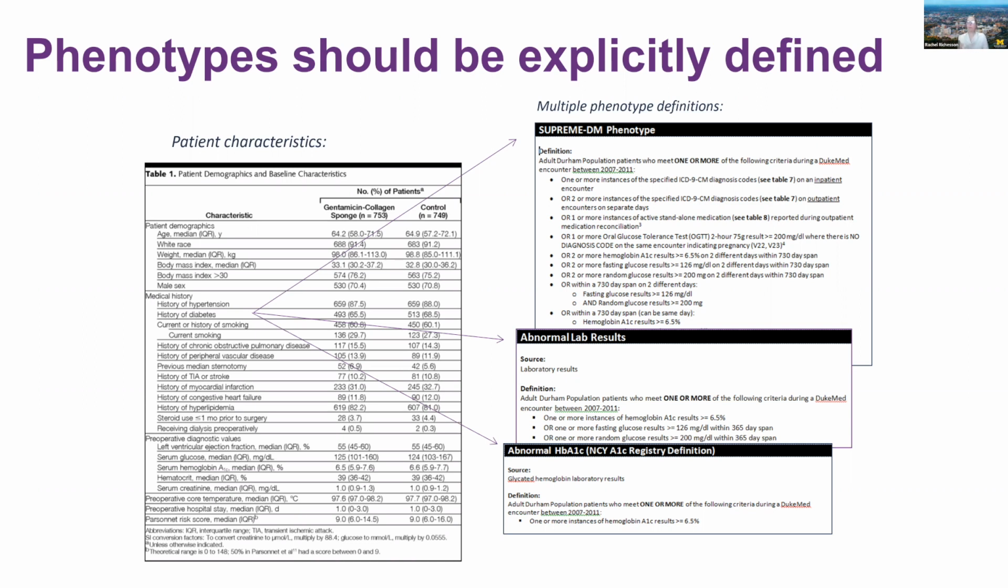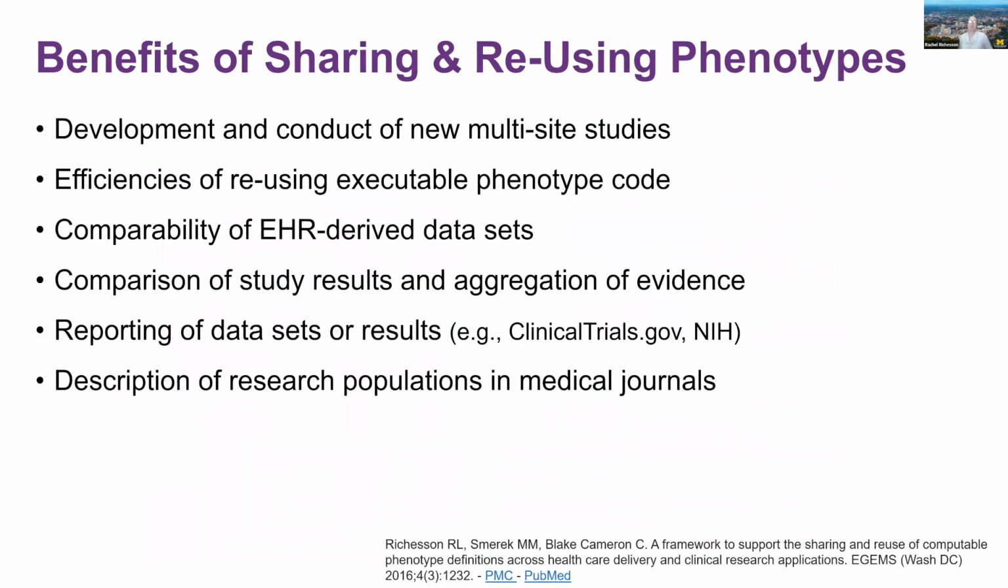And if we could reduce the number of these that are used in research, I think, just sort of intuitively, there'd be some benefits there. Let me just highlight a few of the benefits I see about sharing and reusing phenotypes. They can support the development and conduct of new multi-site studies. There's a lot of efficiencies in being able to share that code. And I'll give you a few examples of where we lack infrastructure to sort of optimize that. The ability to compare 2 different data sets, 2 different studies, and to facilitate the reporting of data sets or trial results to clinicaltrials.gov, or as I showed earlier, preparing and presenting the research in actual publications.